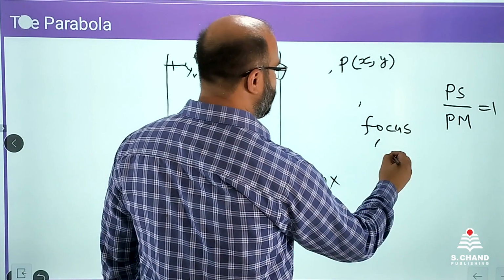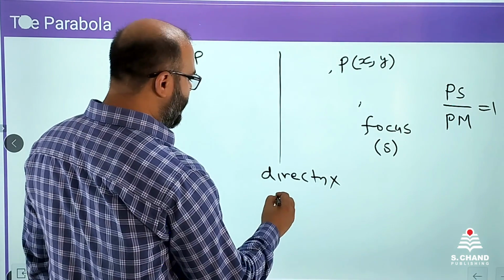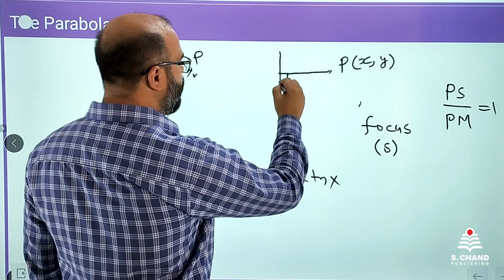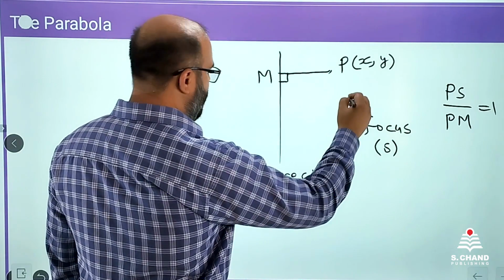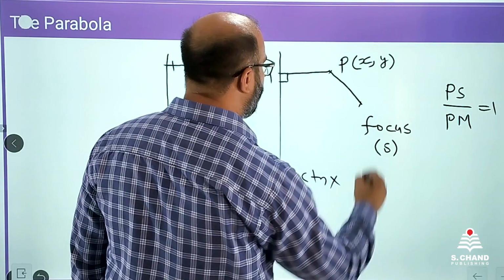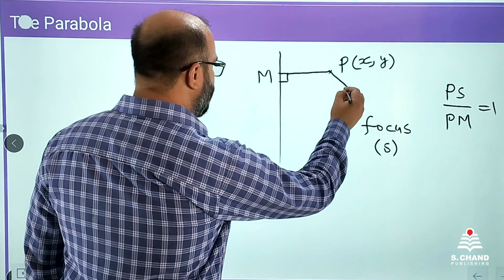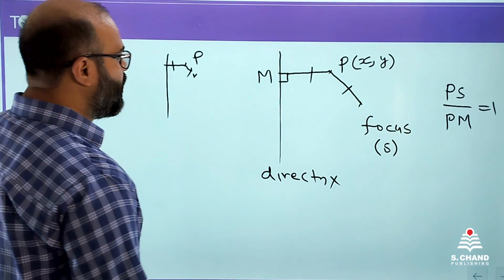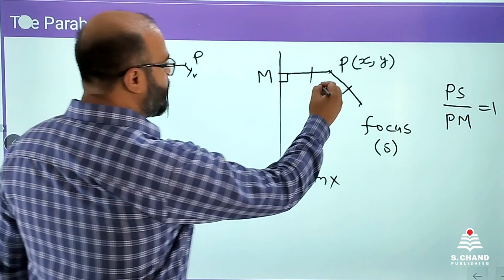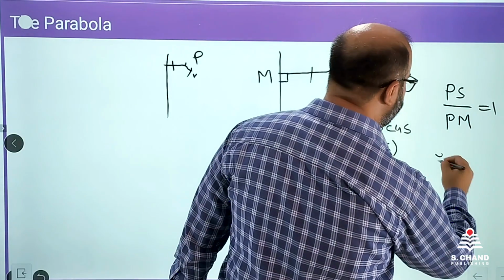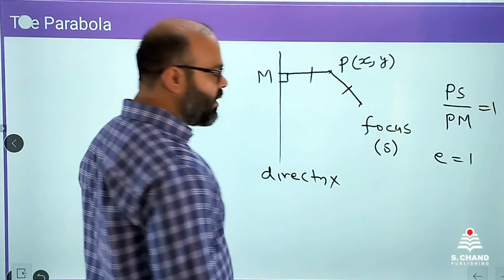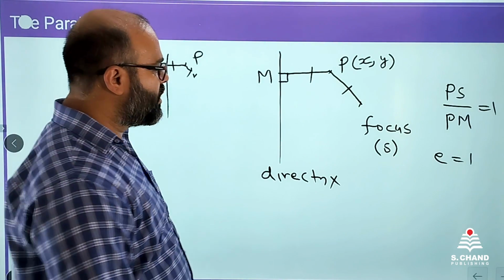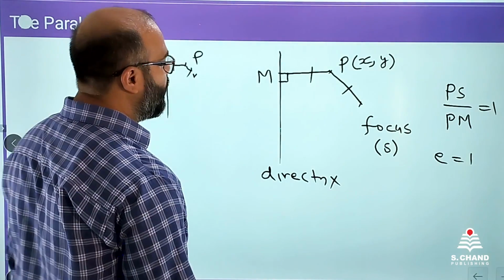So what is S? S is this focus, and what is the directrix? This is this line, and PM is the perpendicular from P on this directrix. This is PM, and this is the distance from P to the focus S. Now we are saying that this length is equal to this length. If these two lengths are equal, it means that the eccentricity is equal to 1. This is the definition of the parabola. As we know, all the conic sections have different eccentricities, so a parabola has an eccentricity equal to 1.